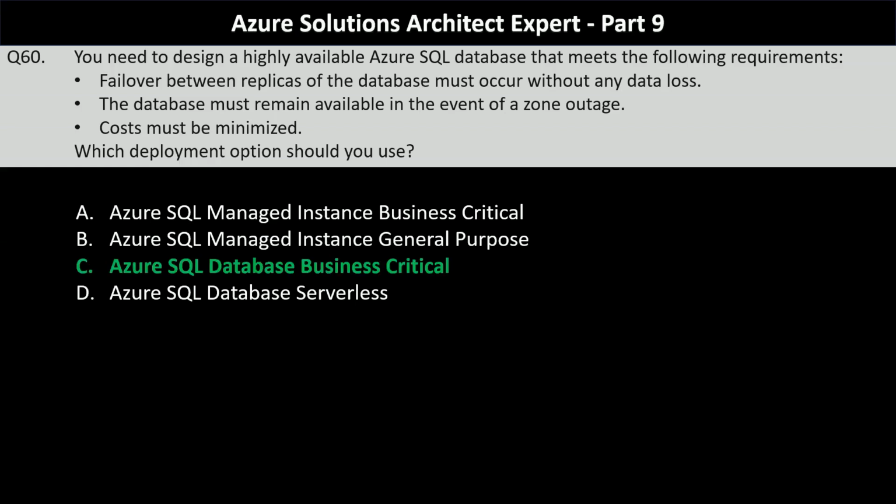Azure SQL Database Business Critical tier offers high availability using always-on availability groups. This ensures that failover between replicas can occur without any data loss. It provides zone redundancy, allowing the database to remain available even in the event of a zone outage. Although it has a higher cost than some other tiers, it provides the necessary features for the given requirement.